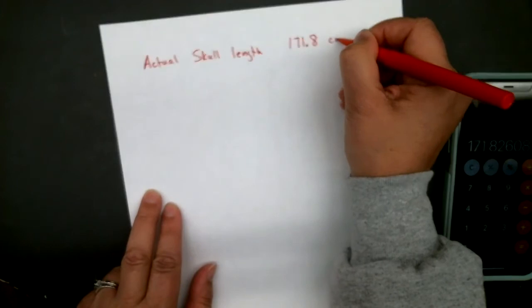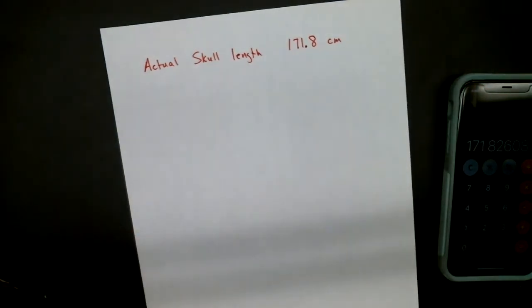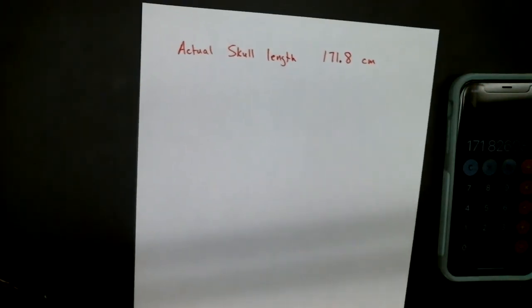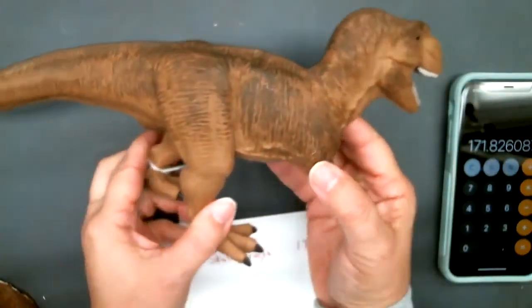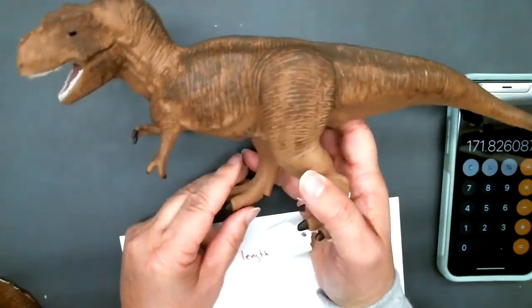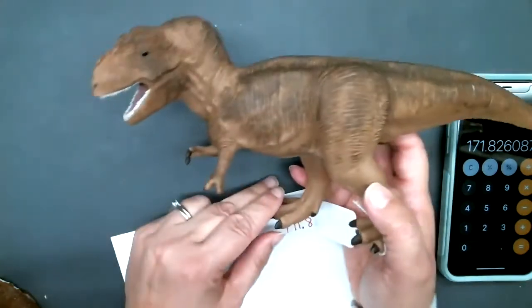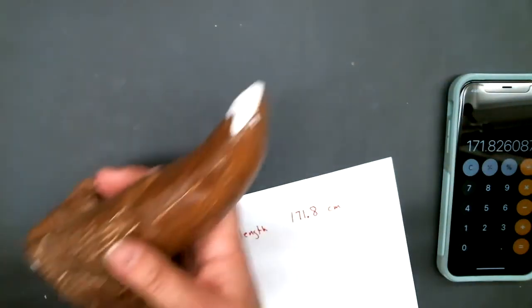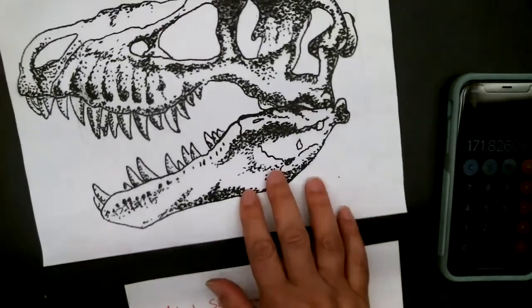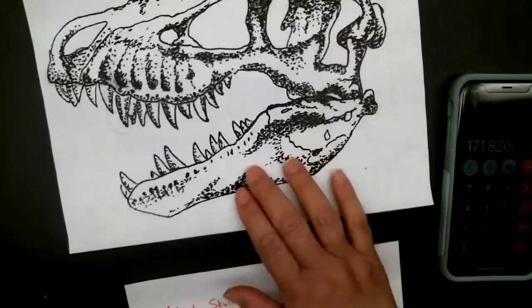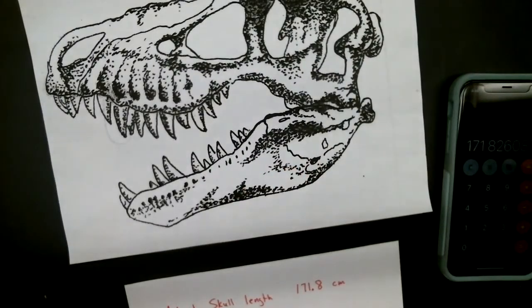171.8 centimeters. Okay, so now we're going to use a model of a T-Rex right here. And I'm going to assume that it is to scale. Okay, so how big would our animal be that lost this tooth? All right, I'm going to need this again. Oh yeah, we do. Sorry about that, just for a little comparison.